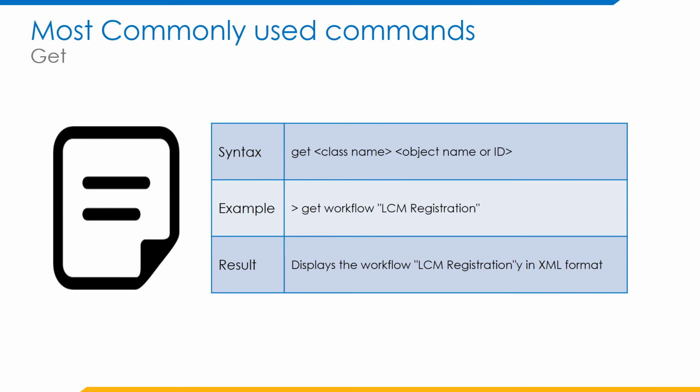Get. This command prints the XML representation of the named object to the console. We can also redirect the console output to a file. The syntax for this command is get space class name followed by the object name or ID.